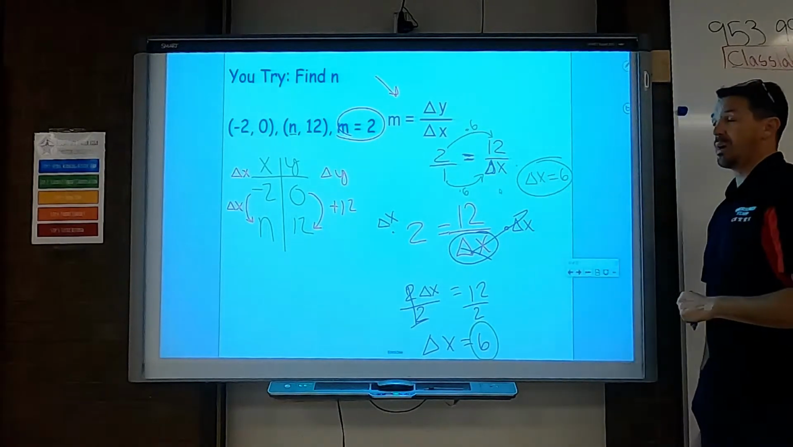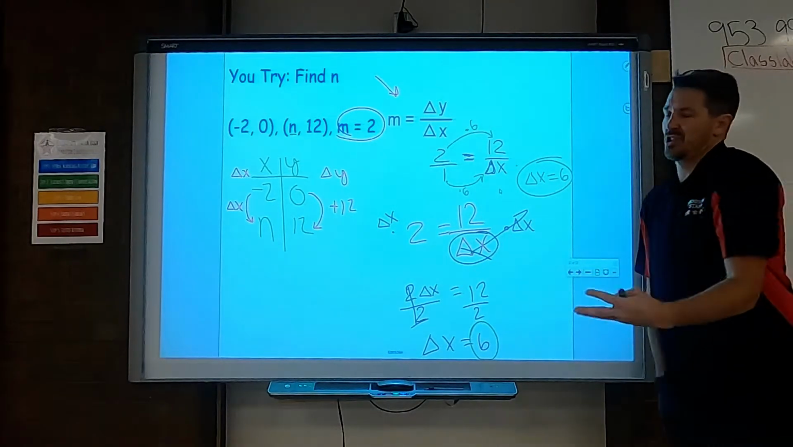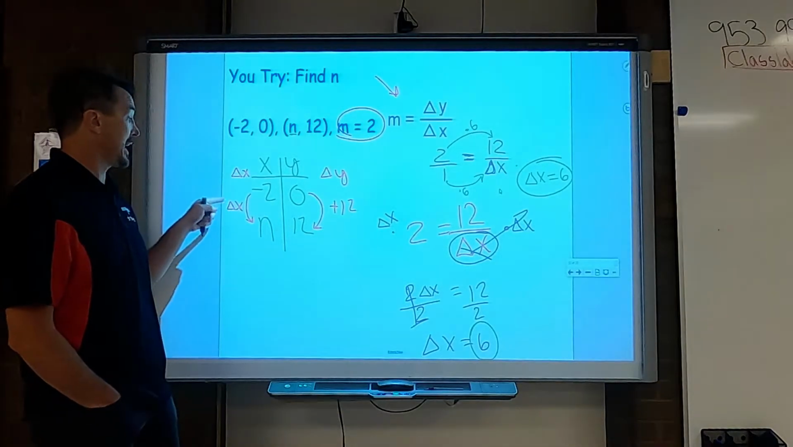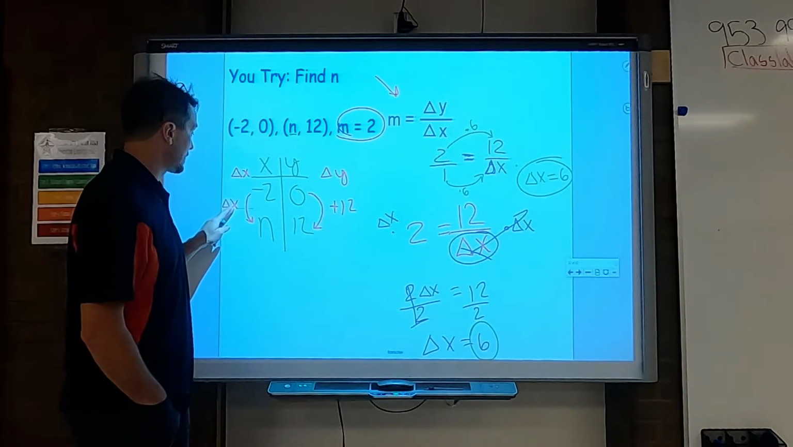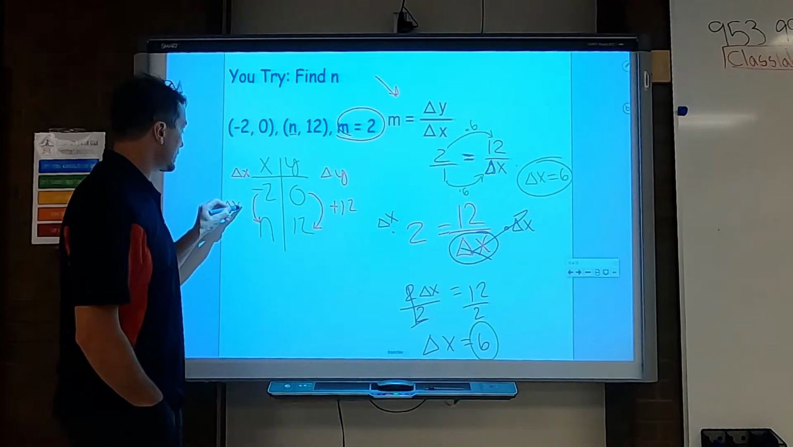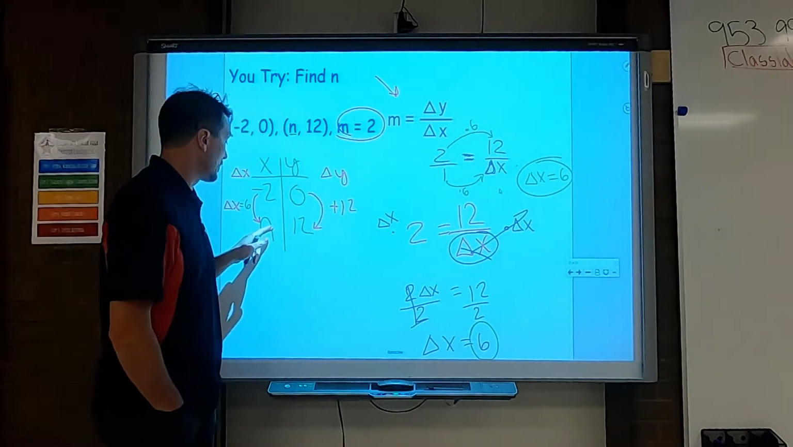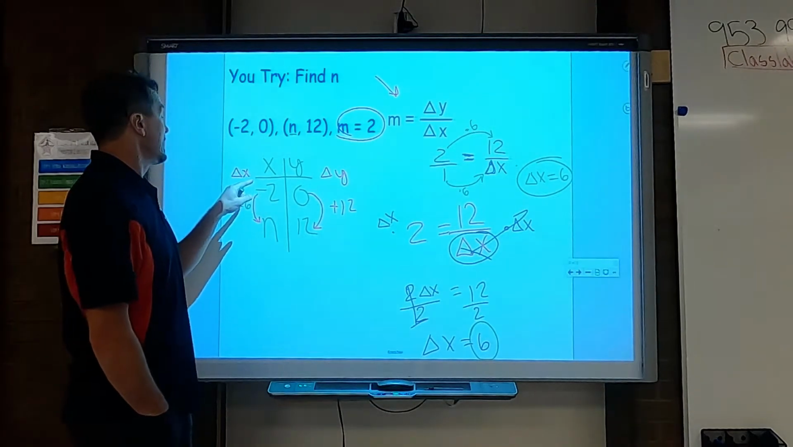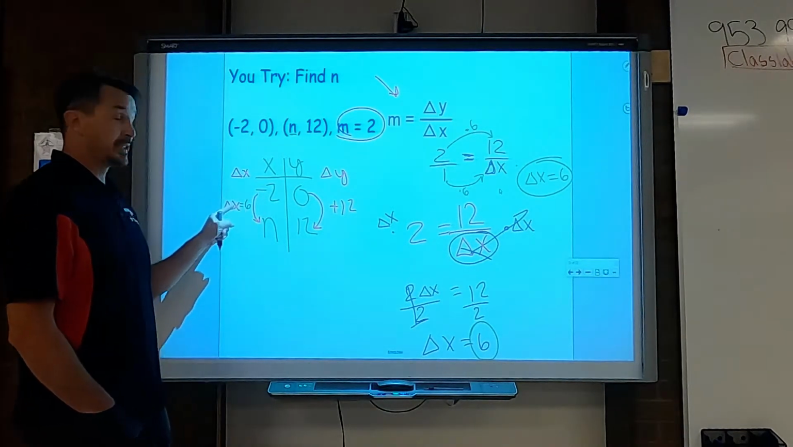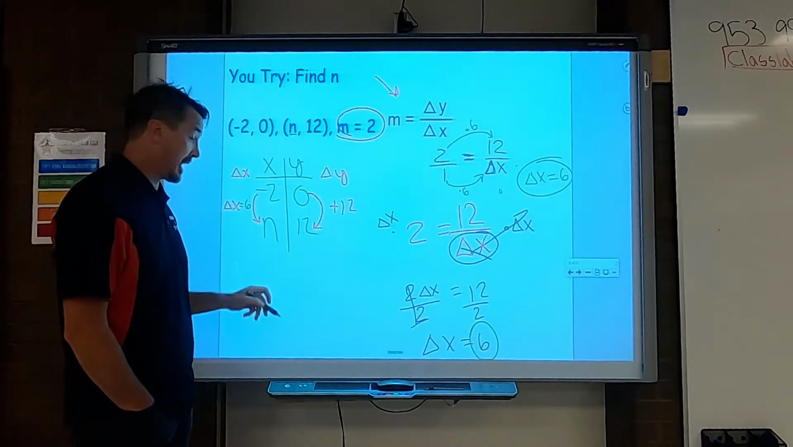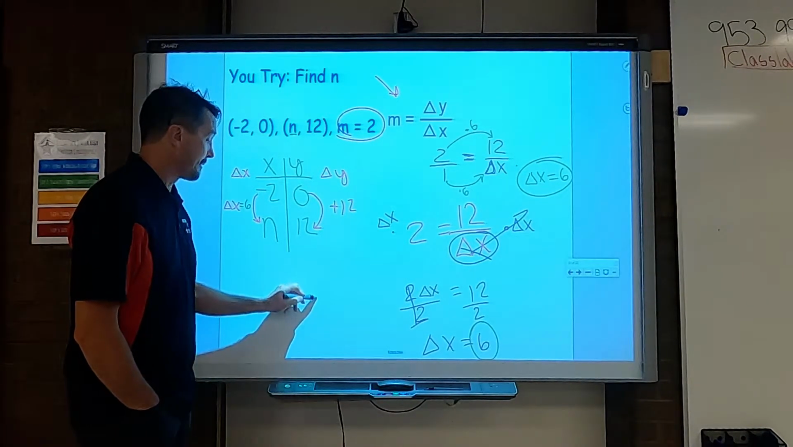But again, the biggest problem here is students think, oh, I'm done, 6. No, 6 isn't the answer. 6 is just what the change is. I can take my x value, and I can say my x value equals 6, right? But I still have to figure out what n is. And what I have to do there is say, okay, negative 2, since this is a 6, we assume it's positive. So we say negative 2 plus 6, what does that equal? In this case, it says n equals 4.